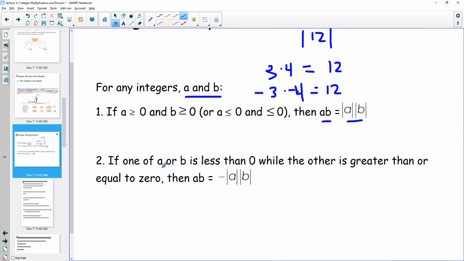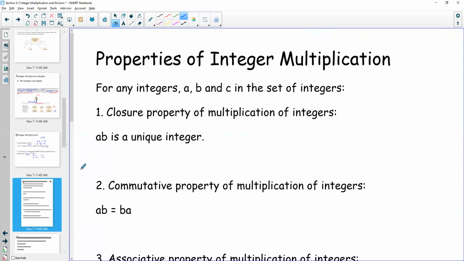When the signs are different, one of these, a or b, is less than 0 and the other is greater than 0, then the answer of a times b is the absolute value of ab with a negative out front. Okay, so it could be negative 3 times 4. It could be 3 times negative 4. But whichever way you slice it, the answer is going to be negative. Okay? There are some additional properties.